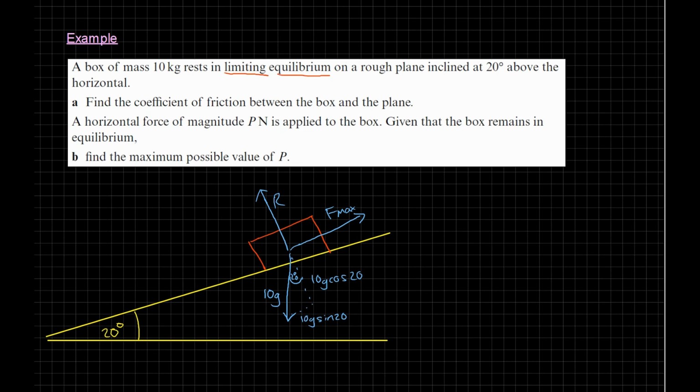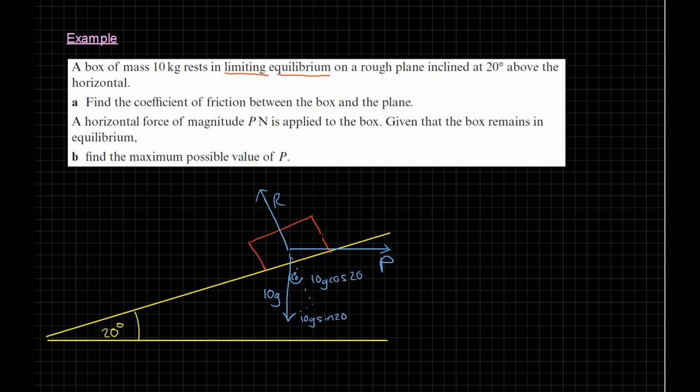However, now we're being told, let's get rid of friction for a moment because we need to decide where it's going to go. Now we're being told there's some horizontal force of magnitude p applied to the box. They're a bit vague about the direction it's acting in, but it is, in this case, going horizontally. Okay, so we've got some horizontal force p.